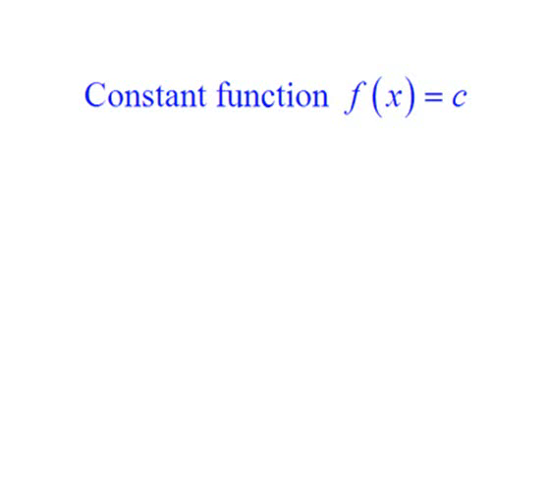Let's look at some of the basic formulas for calculating derivatives. Consider first the constant function f of x equals c. Remember that the derivative describes slope, so the slope of this graph will always be 0. Therefore, the derivative of any constant is 0.